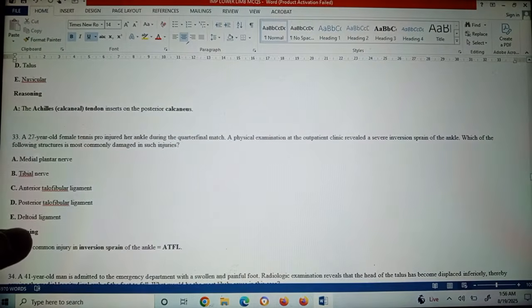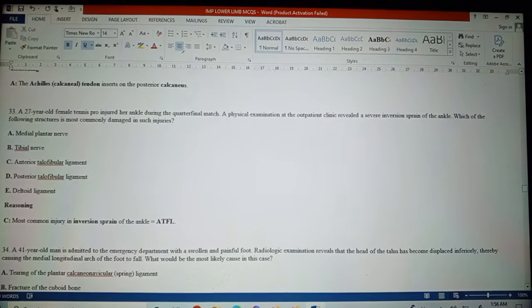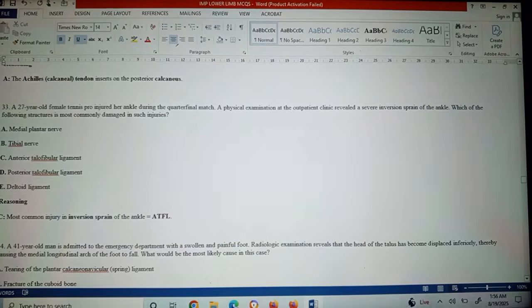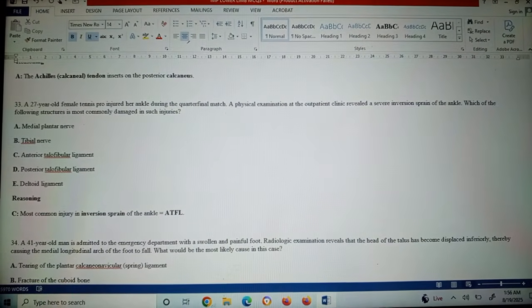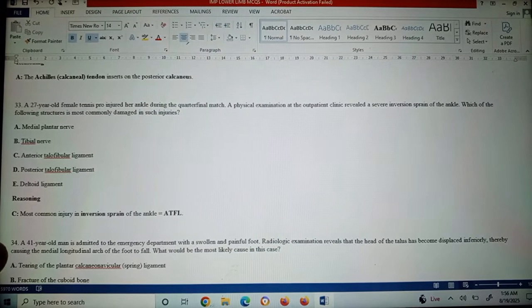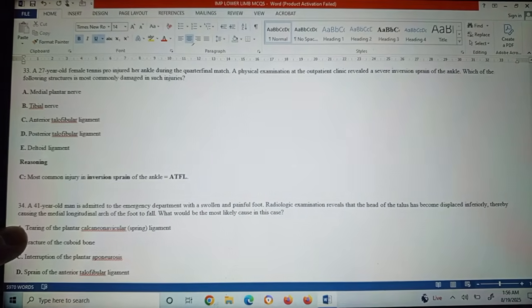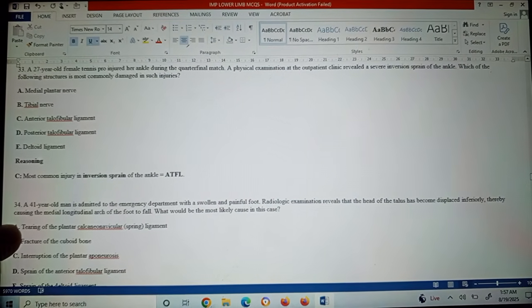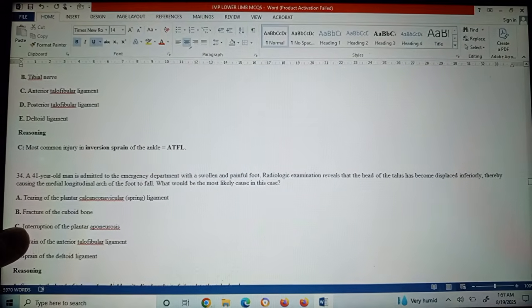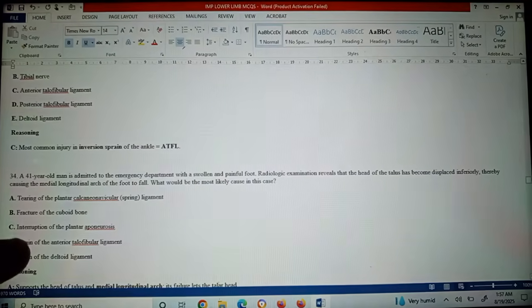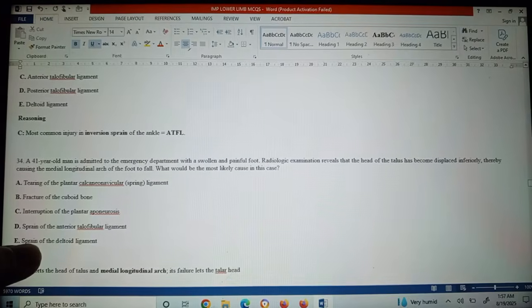Now comes to question number 33. A 27-year-old female tennis pro injured her ankle during the quarter-final match. A physical examination at the outpatient clinic revealed a severe inversion sprain of the ankle. Which of the following structures is most likely damaged in such injuries? The options are medial plantar nerve, tibial nerve, anterior talofibular ligament, posterior talofibular ligament, deltoid ligament. The answer is anterior talofibular ligament. The most common injury in inversion sprain of the ankle is to the anterior talofibular ligament.